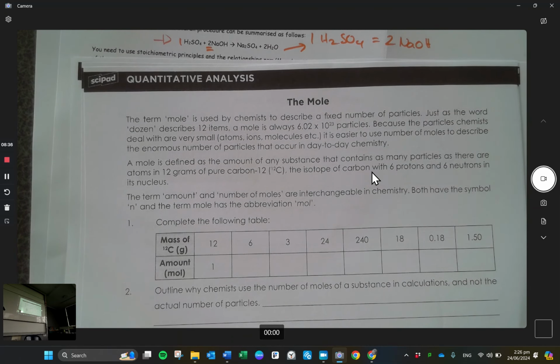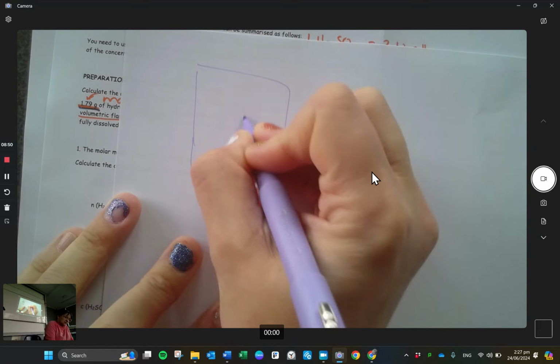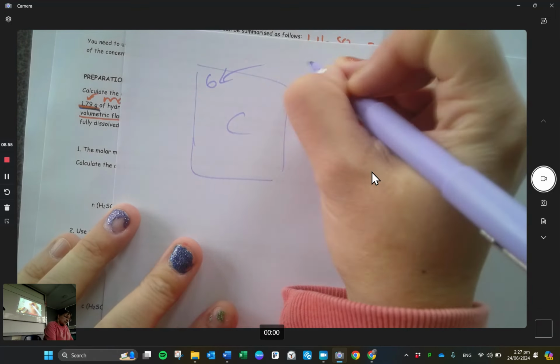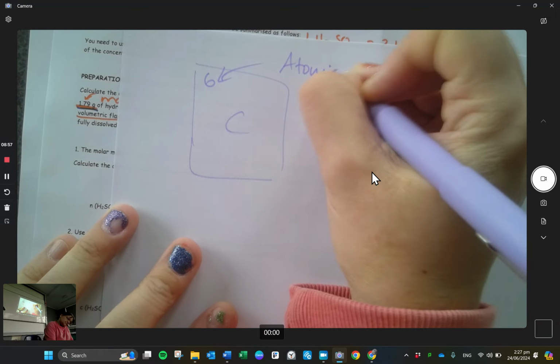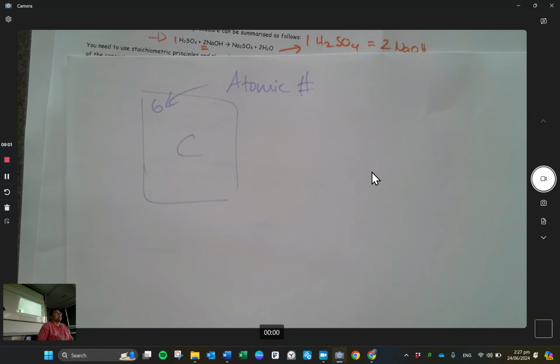Grab some paper. All right. So if I was to draw the carbon atom, there goes all my markers. If you looked at carbon on the periodic table, you would see that it is labeled C. It has a 6 in the corner. That is the atomic number. Atomic number is referring to what, from memory? Come on, Level 2 chemists.